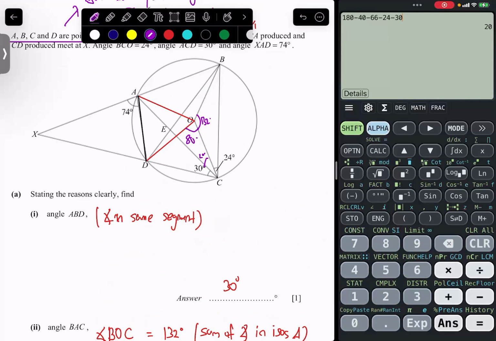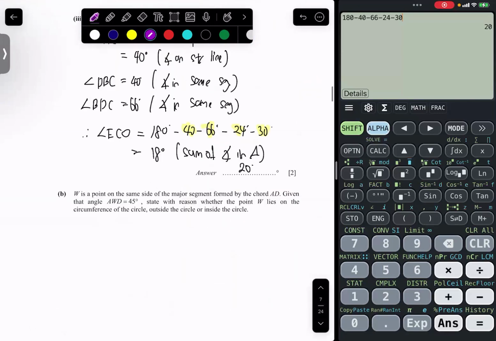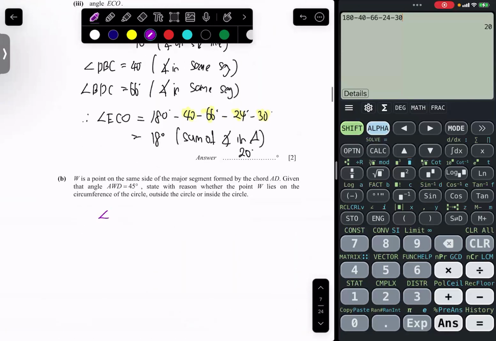Oh, okay. Actually, since this is 20 degrees, this must also be 20 degrees. So this whole thing is 140, so that means this is 60 degrees. So that means angle AWD, since angle AOD equals 60 degrees, therefore angle AWD would equal 30 degrees.